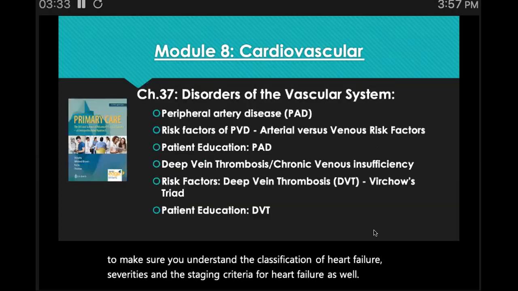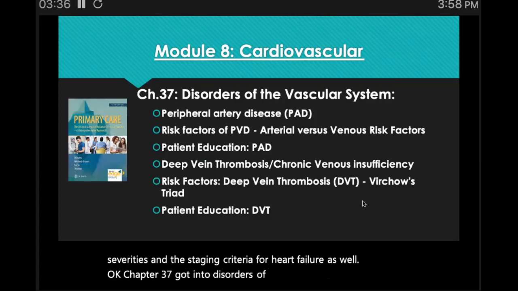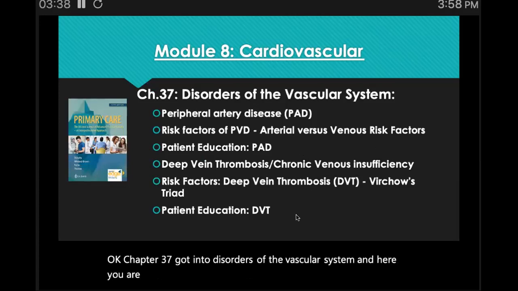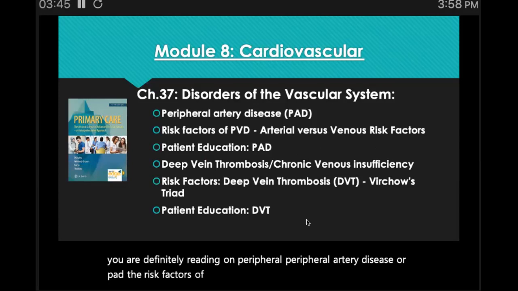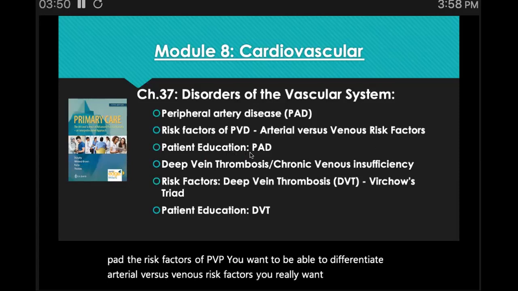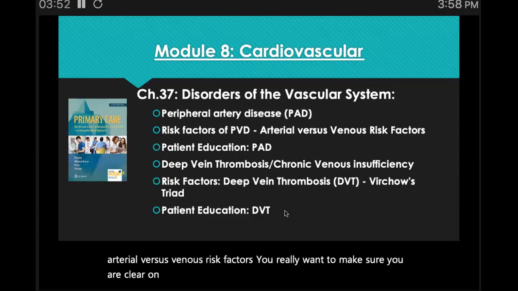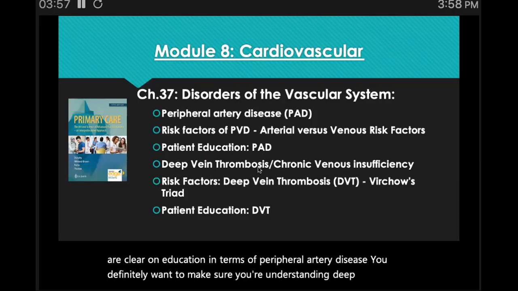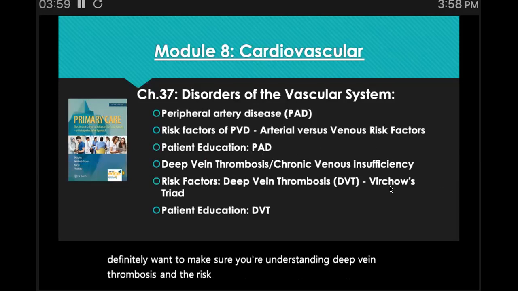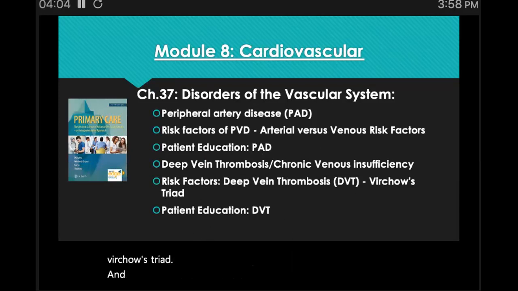Okay, chapter 37 got into disorders of the vascular system. Here you are definitely reading on peripheral artery disease, or PAD, and the risk factors of PVD. You want to be able to differentiate arterial versus venous risk factors. You really want to make sure you are clear on education in terms of peripheral artery disease. You definitely want to understand deep vein thrombosis and the risk factors specifically, as well as Virchow's triad and what kind of education you need to provide to your patients with DVTs.